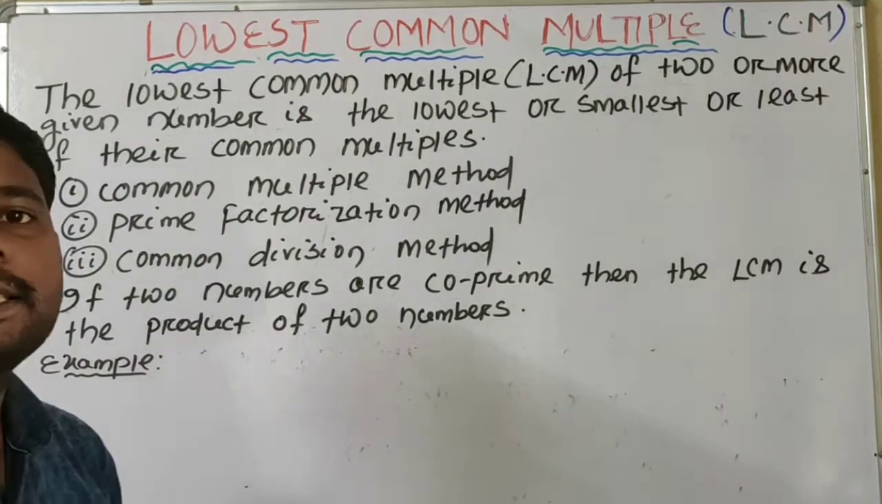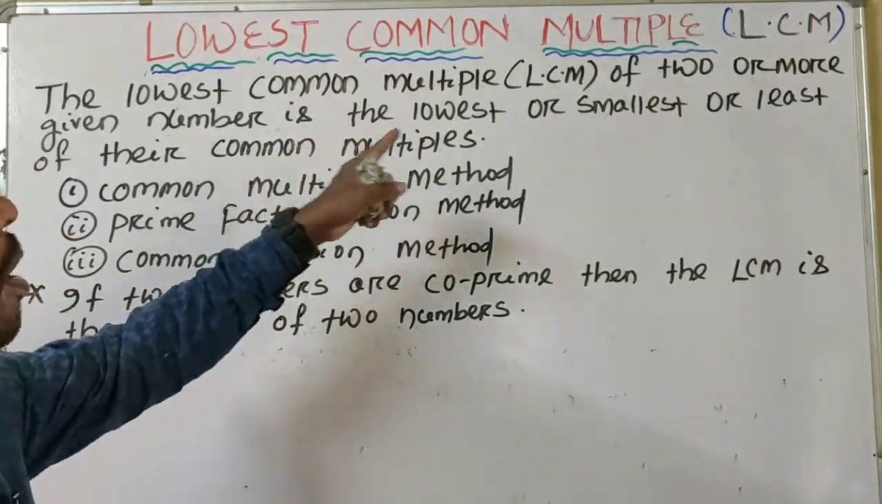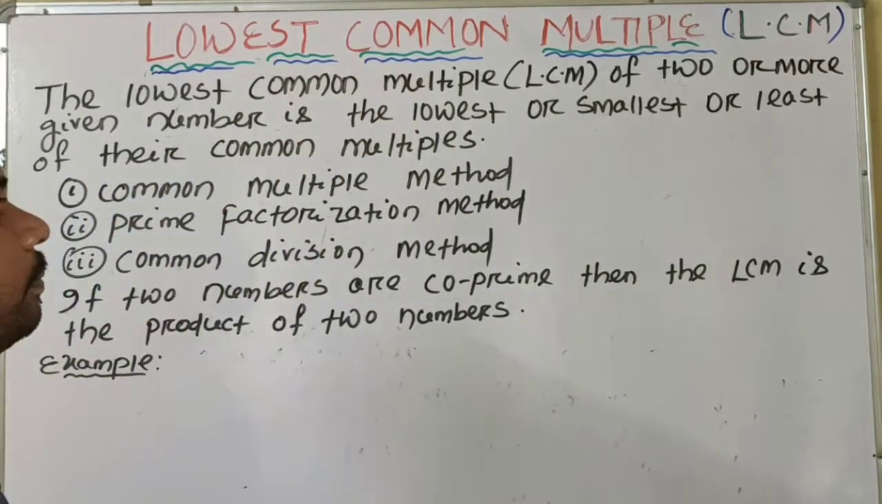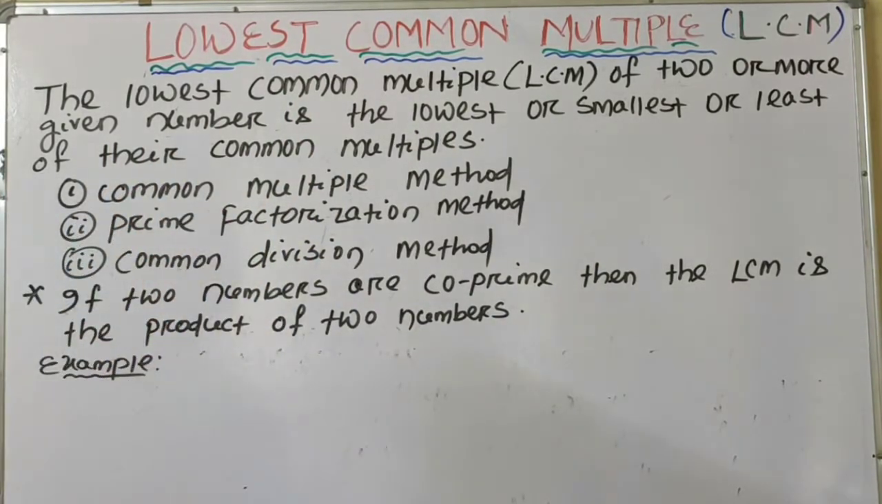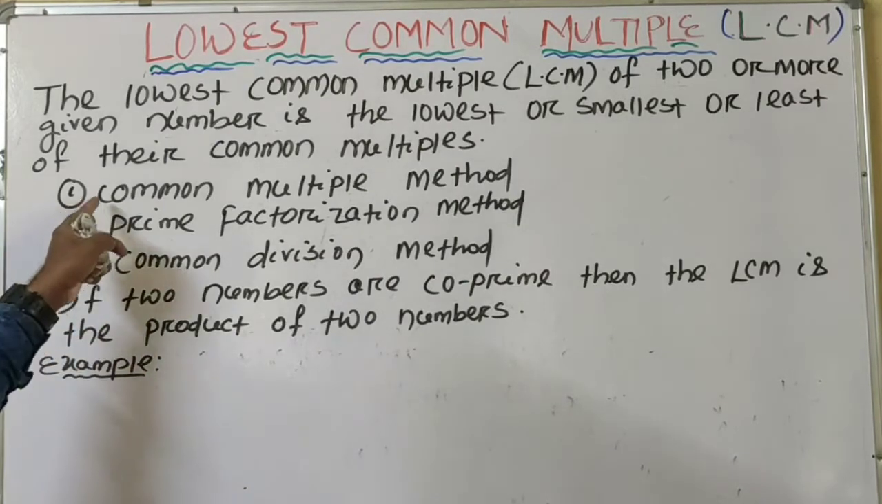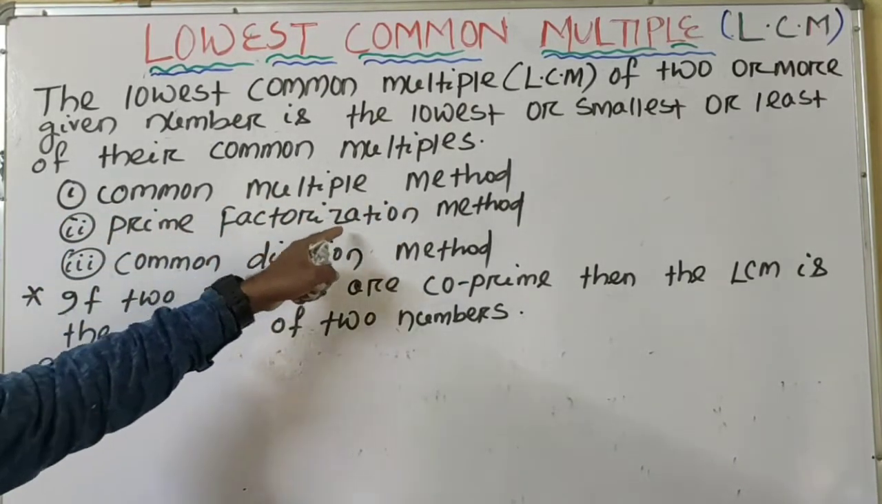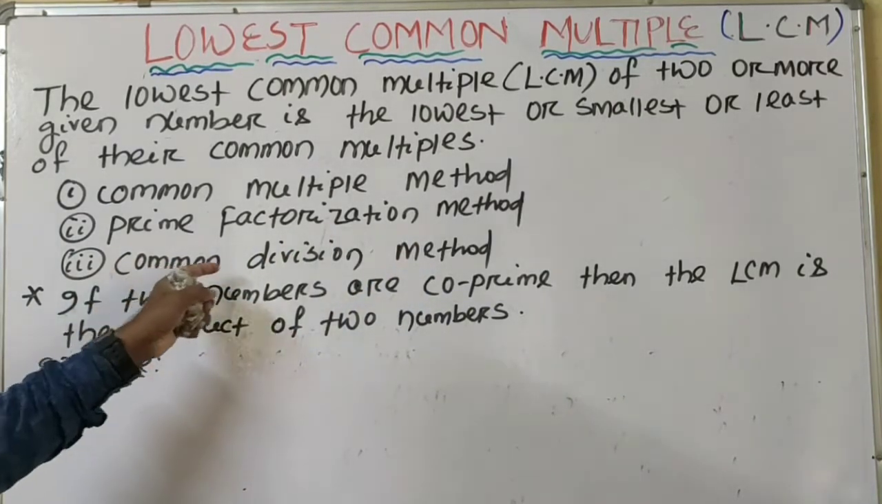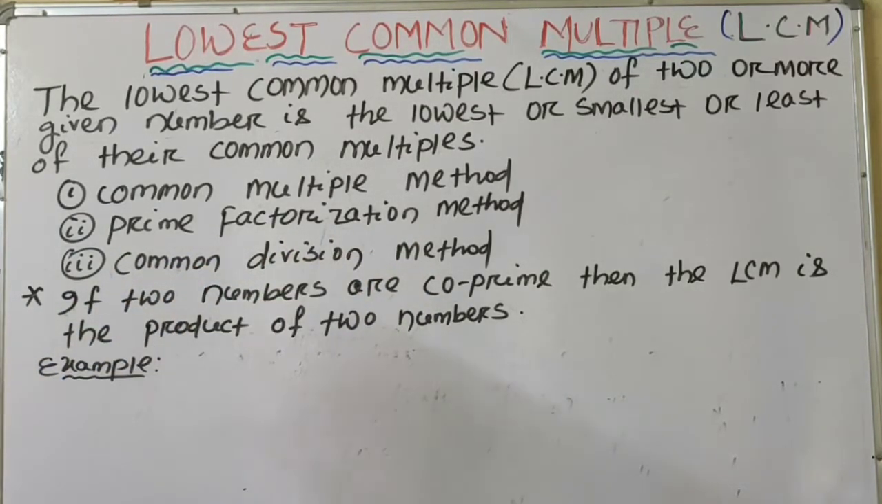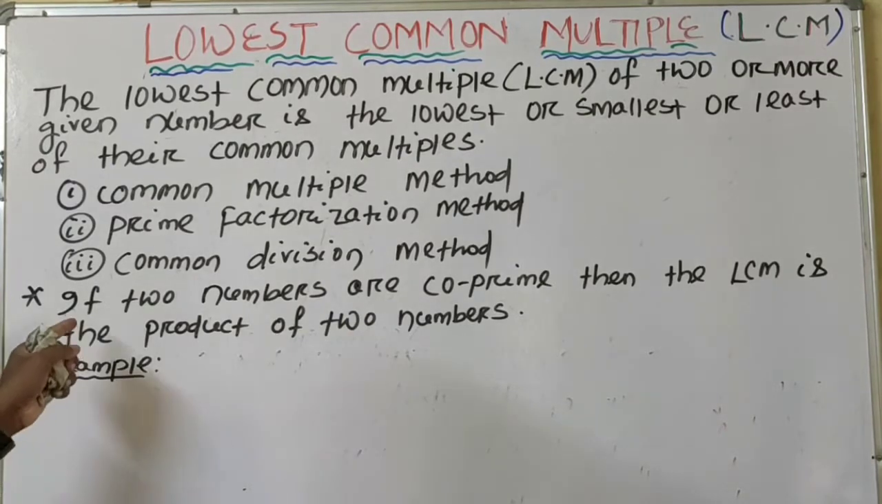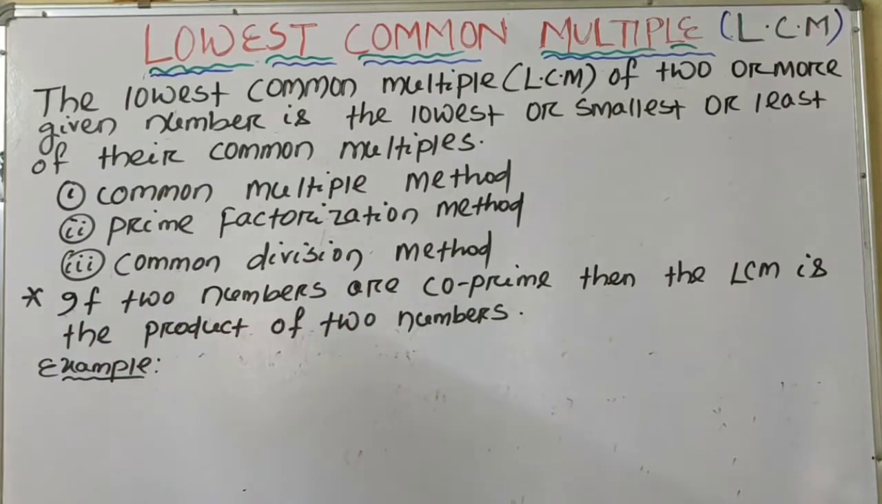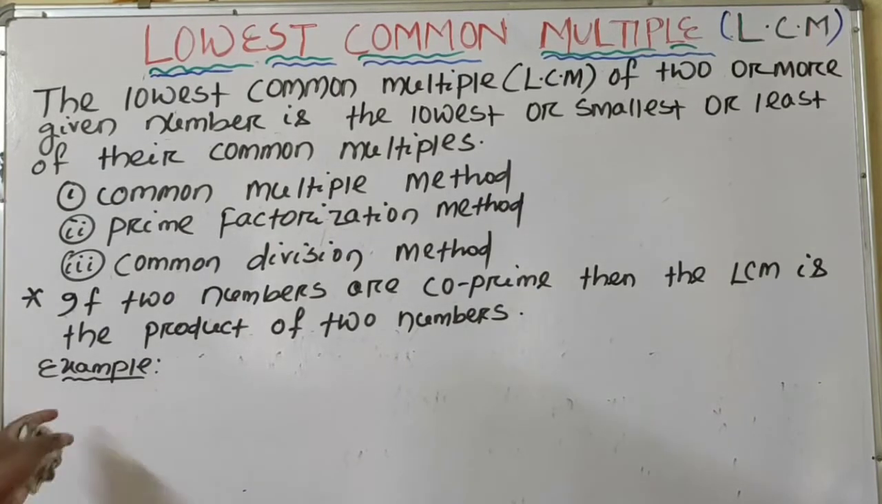To find the LCM of two or more given numbers, we can use any of the following methods, and those are the common multiple method, the prime factorization method, or the common division method. If two numbers are co-prime, then how do we find the LCM? The product of the two numbers. Now we will take some examples.